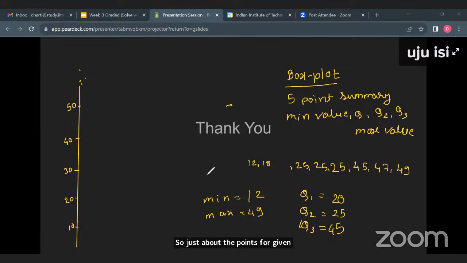Your minimum, we will start with the interquartile range, that is Q3 minus Q1. So what is your Q3 value? Q3 value is some 45, so it should lie somewhere here, right? This is my Q3 value.